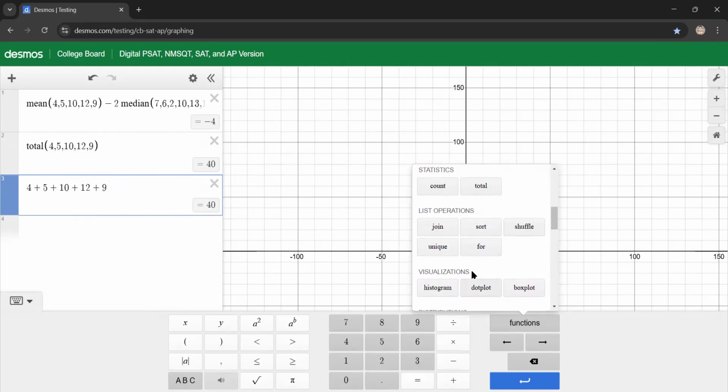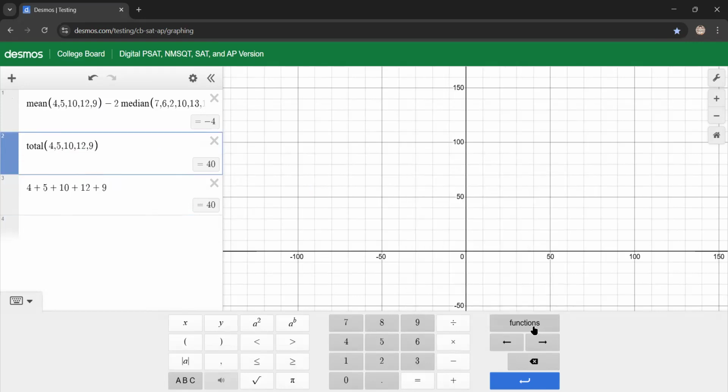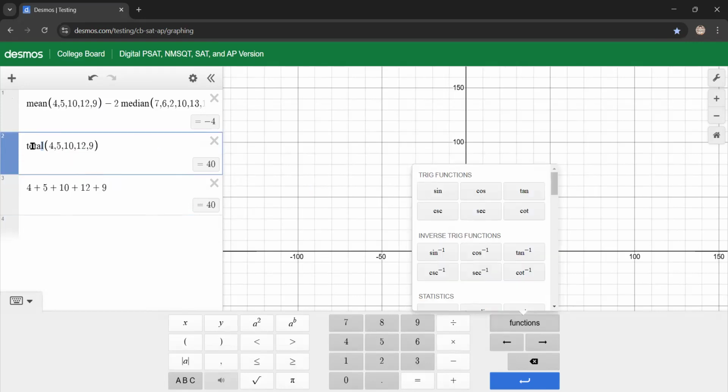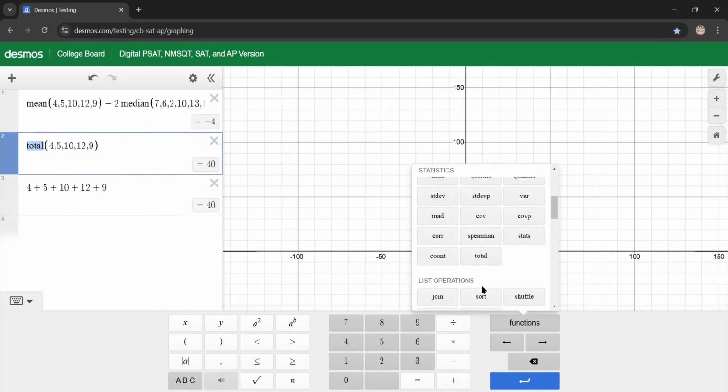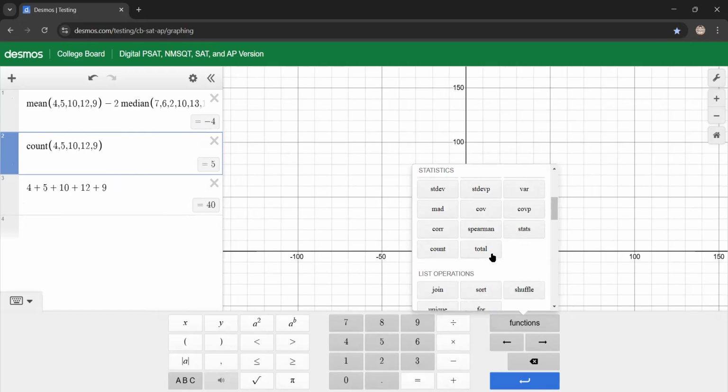Okay, then let's see what else you have. Count is like counting the number of terms. Well, you can just count. But let me just show you, okay? It's interesting to see how many things you can do in Desmos. So you have 1, 2, 3, 4, 5 terms. It gave you 5. Wow.